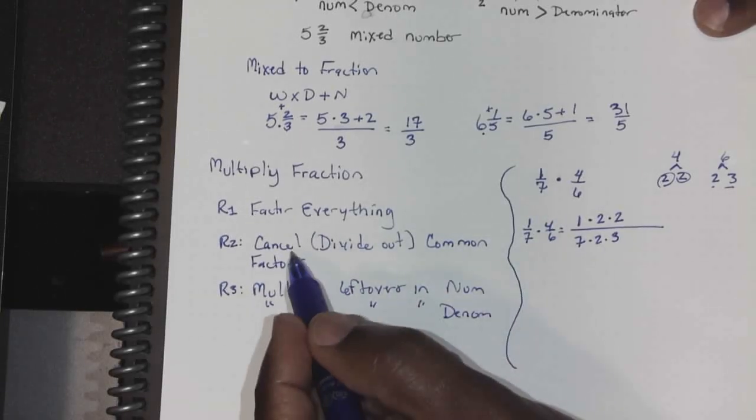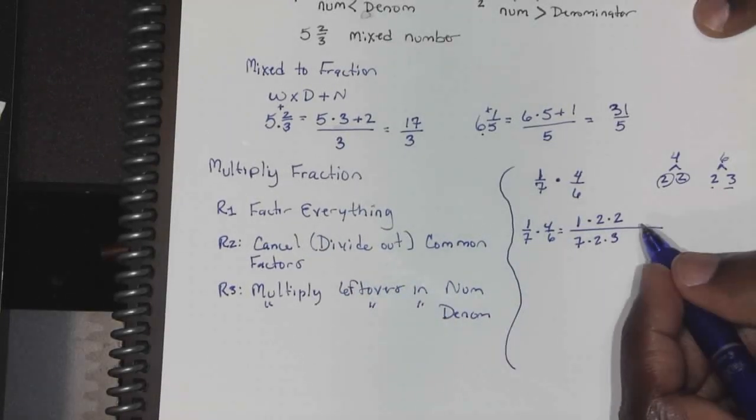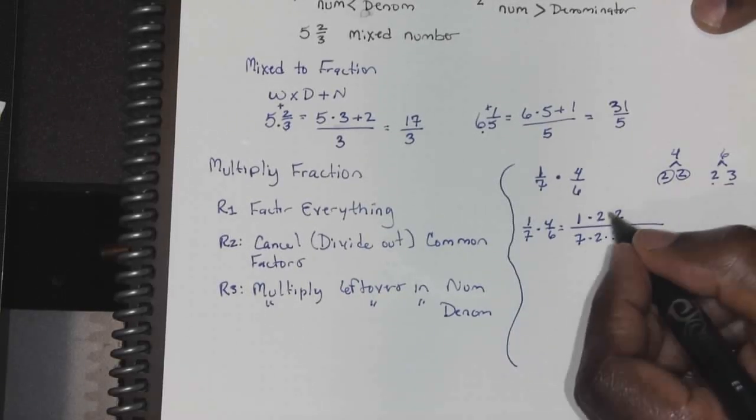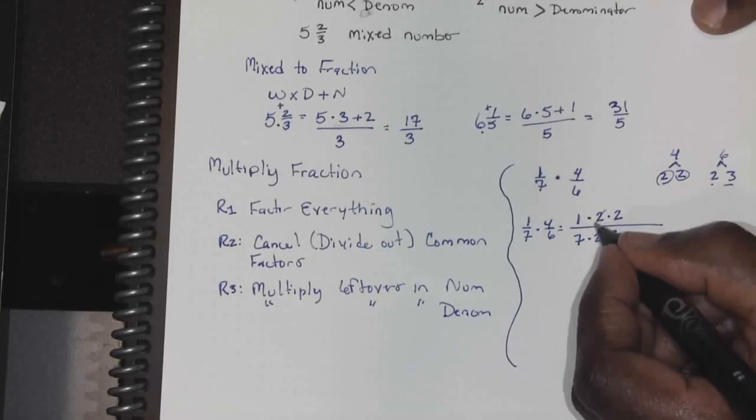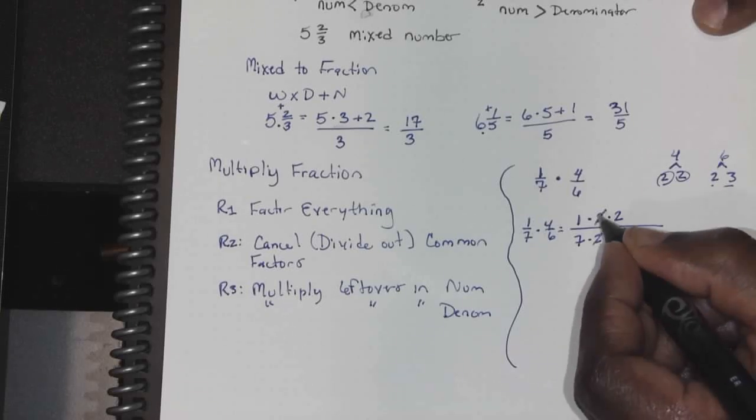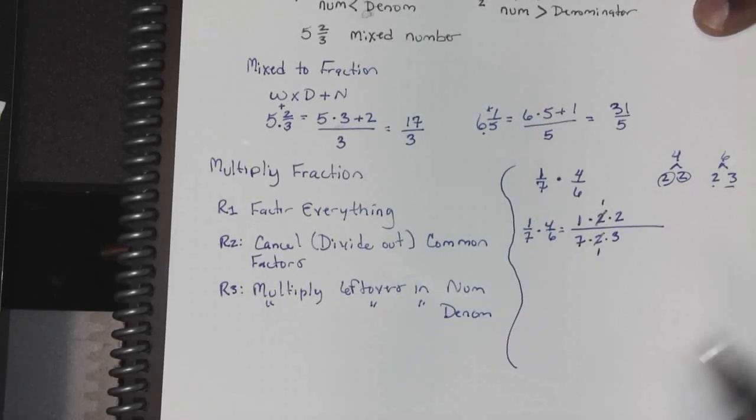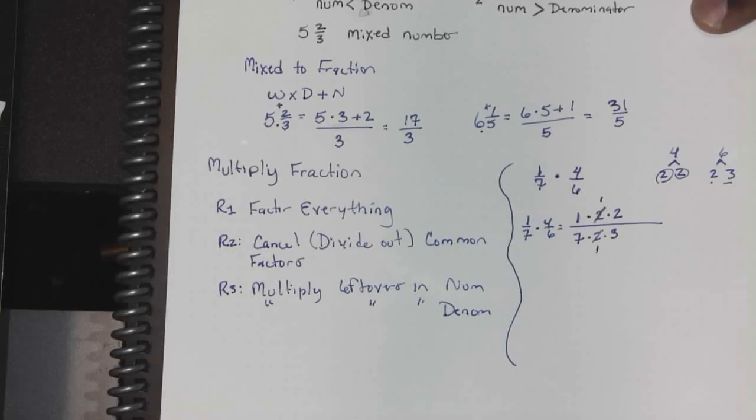Now, the next rule says cancel or divide out the common stuff. What do we have in common at top and bottom? We have a 2. Remember, you don't do side to side. You divide out top and bottom. And when we divide out 2 numbers, they change to what? 1. All right, here we go. So nothing that's in common.